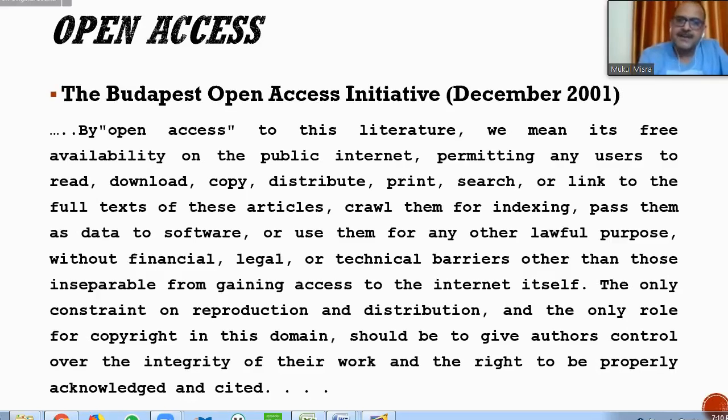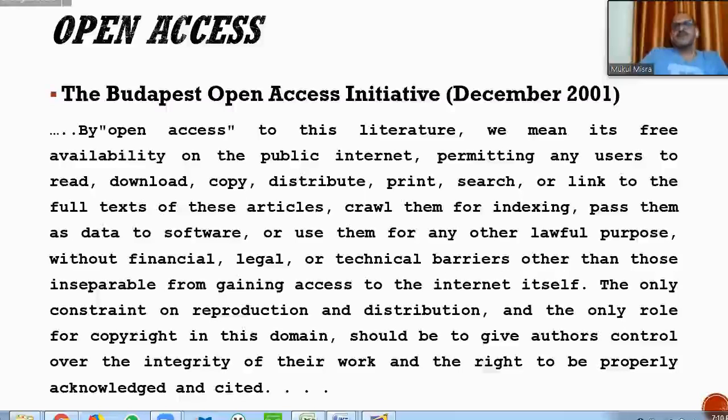So the first convention was held in December 2001 in Budapest. What were the findings of this convention? I told you there will be a lot of text, because these are the declaration. They defined what is the meaning of open access. Open access to this literature means its free availability on the public internet. The public internet is a very important term, because previously such things were not available. Now the public internet has become another way of communication. Now we know social media and all those things.